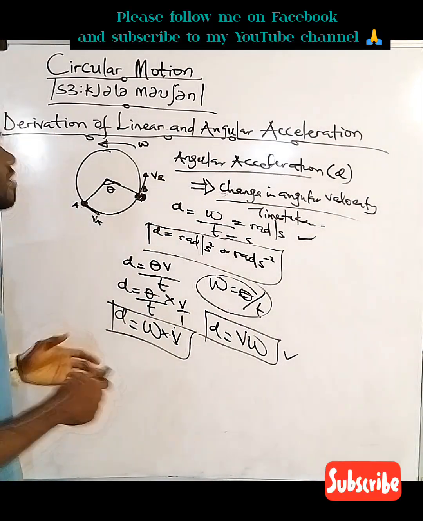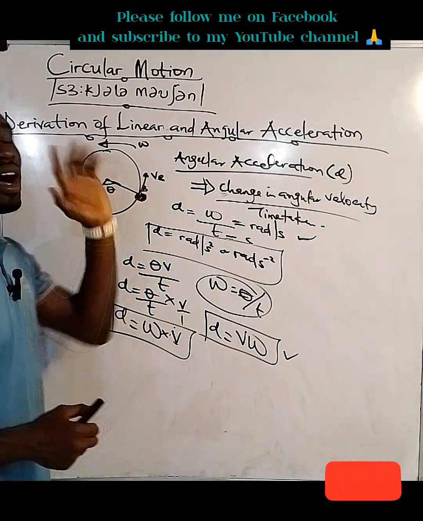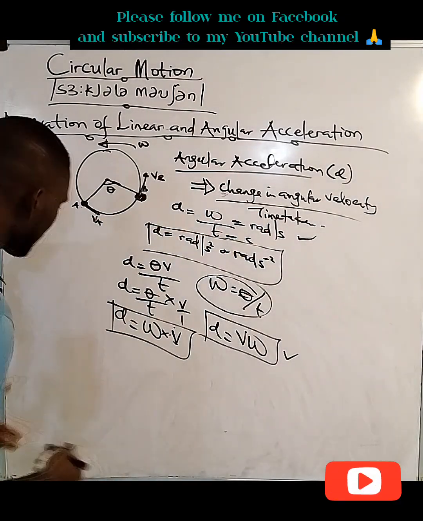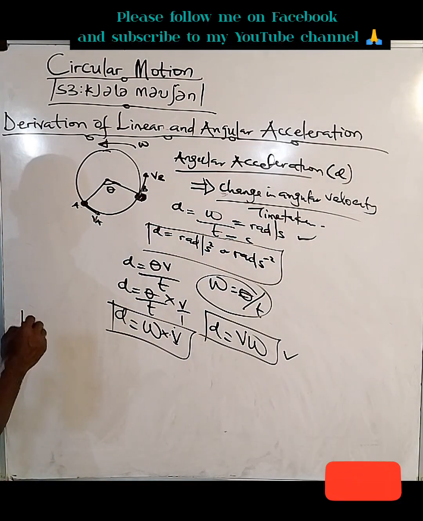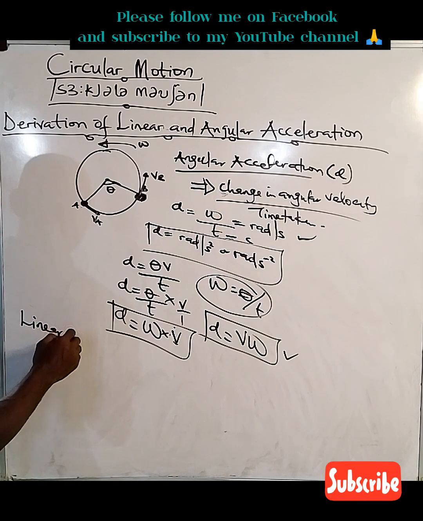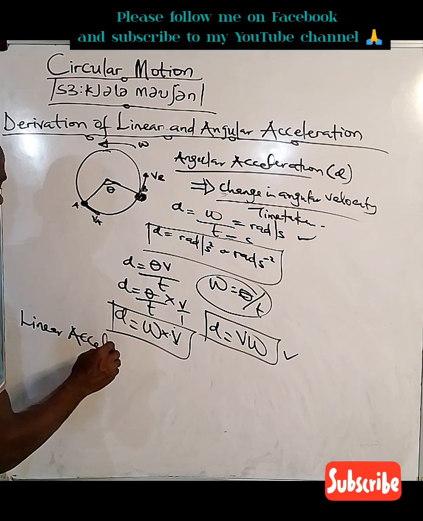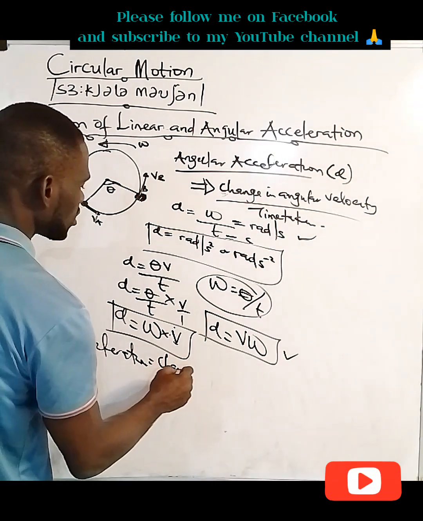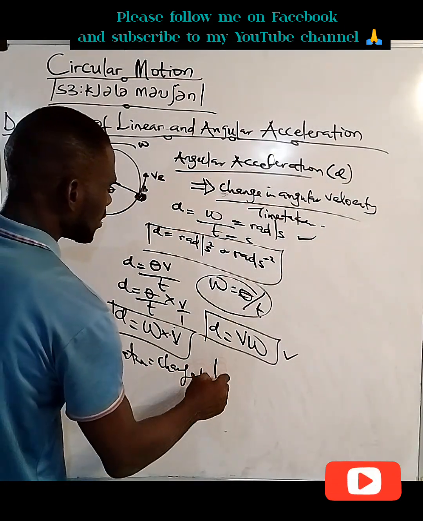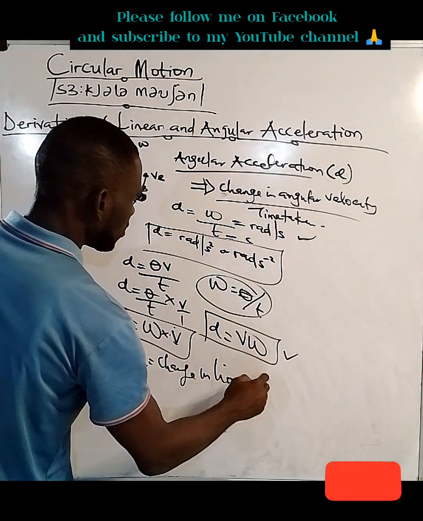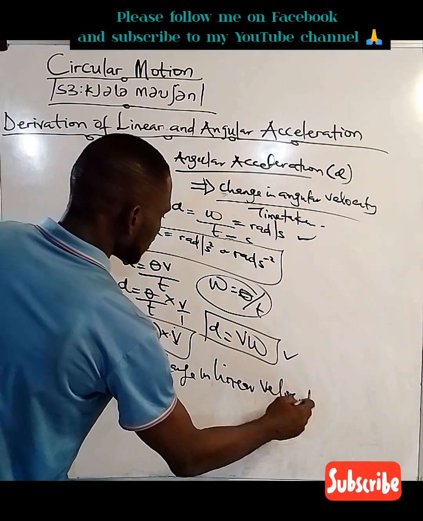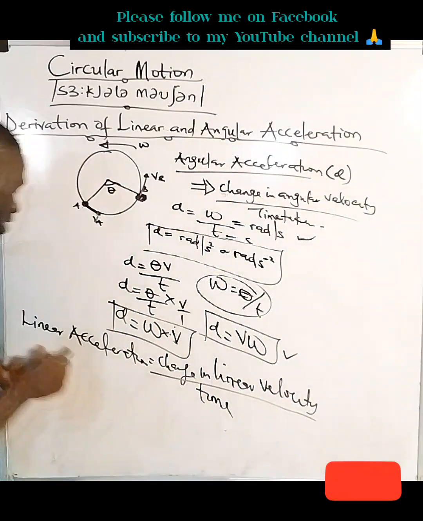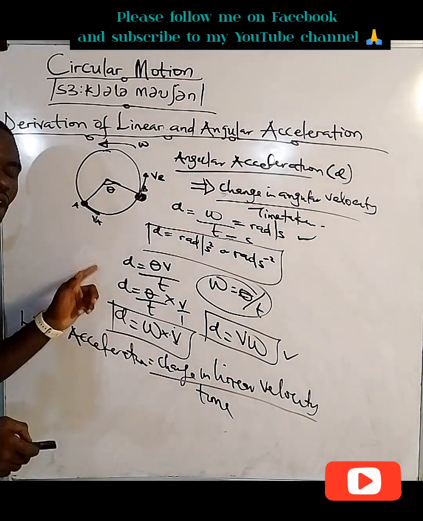So quickly, let's write our formula for linear acceleration. What's the formula for linear acceleration? Linear acceleration is very easy. It's simply the change in linear velocity over time taken. So that's just that. Now, it's quite different from angular acceleration.